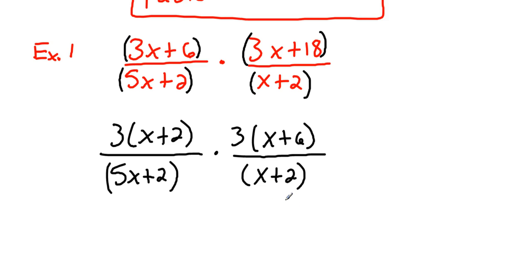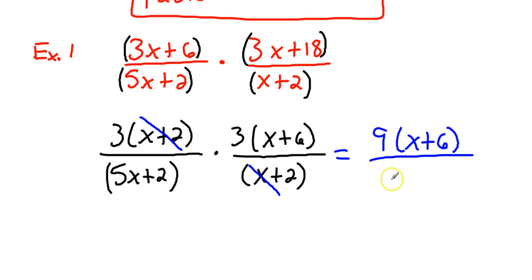So even though it says to do multiplication, you're really not going to multiply. You're going to factor what you can, and then you cancel what you can. Get rid of the x plus 2's, and for that one, that's it. On the top, you're left with 3 times 3, so that would be a 9, and you've got the x plus 6 left over. On the bottom, you're left with 5x plus 2. Since there's nothing else on the bottom, you don't have to put the parentheses in there. You can just leave it as 5x plus 2.